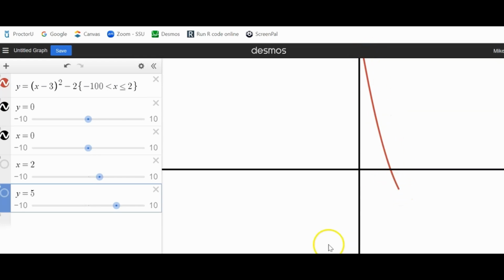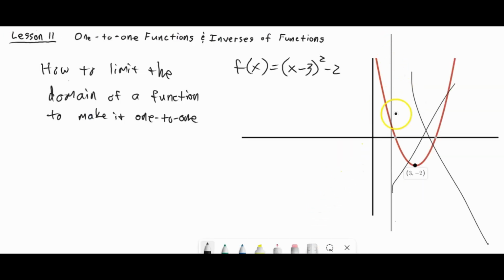Okay, and so here's what we would say: if we cut off a portion of this graph and limit the domain to negative infinity up to 2, then it'll create a function that is now one-to-one.